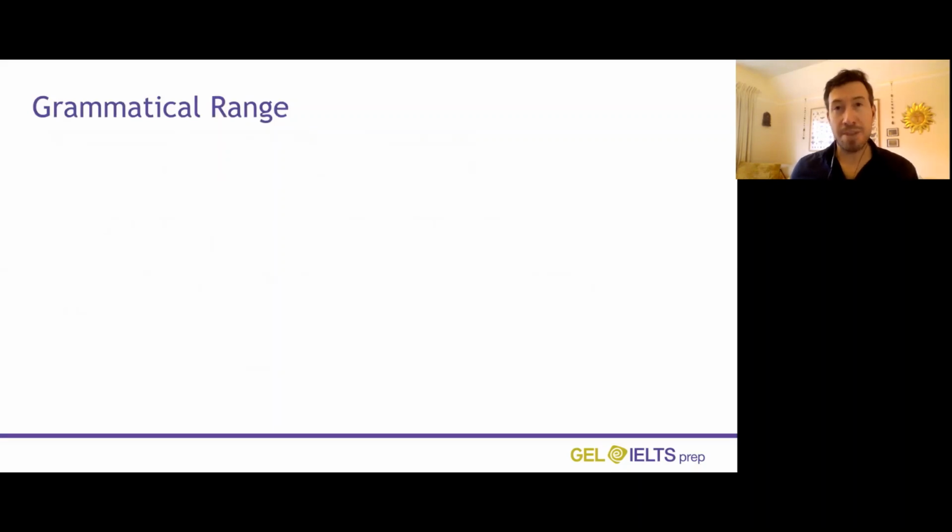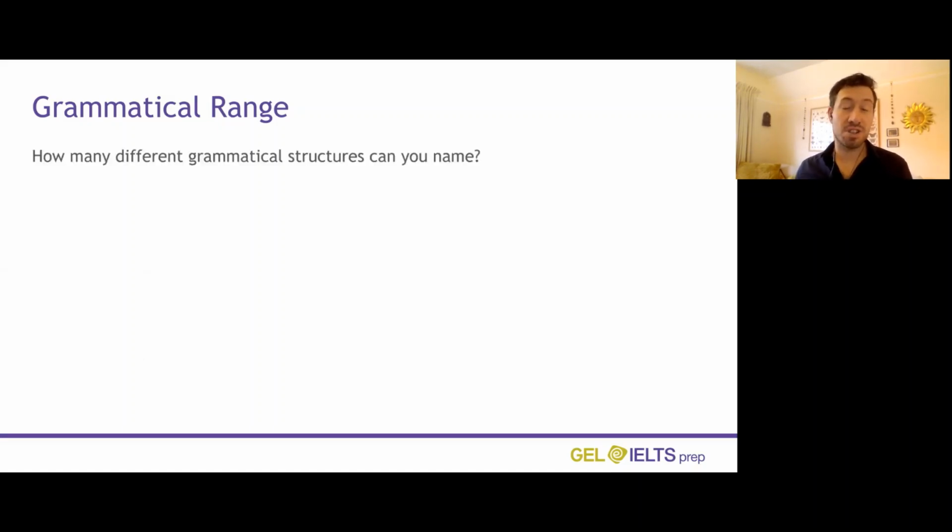Now let's look at grammatical range. Well, remember, grammatical range is how many different types of grammar you can use, how many different structures. And there are so many different types. So let's think, how many different grammatical structures can you think of? Well, we're going to go through a few together here.